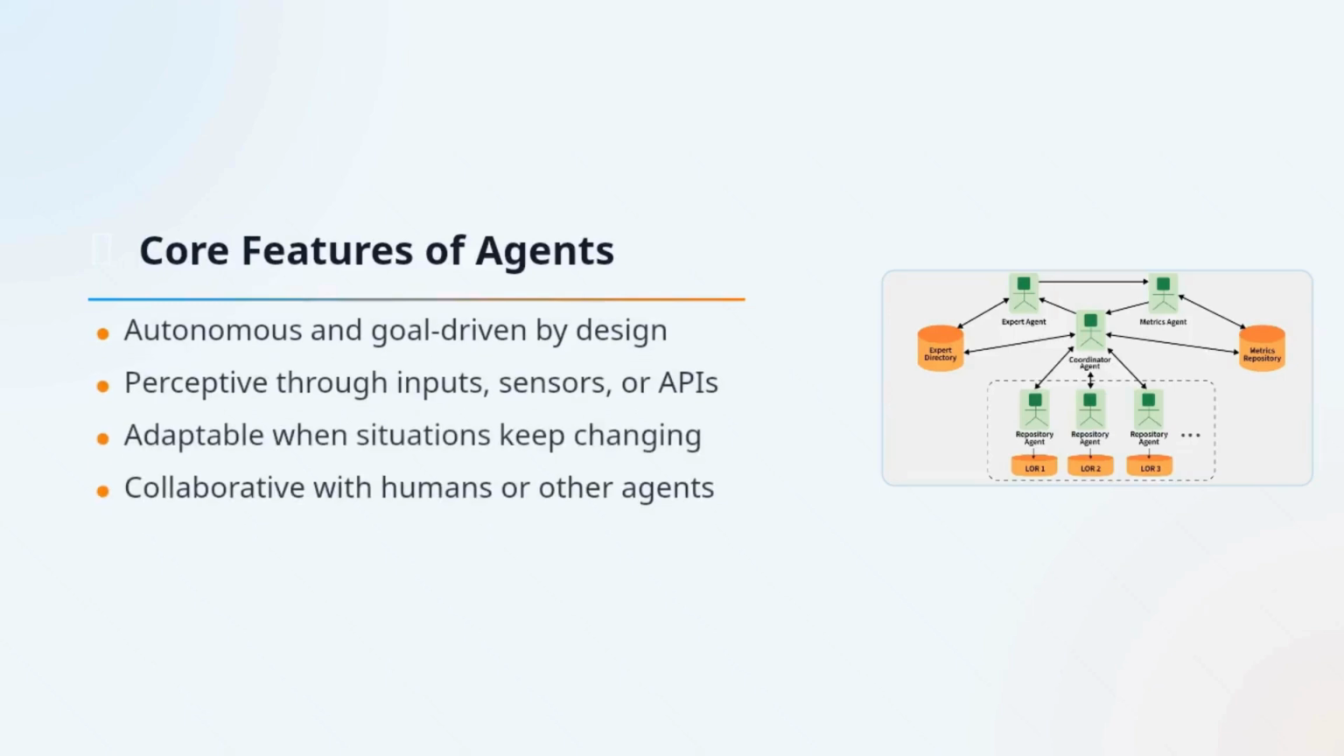AI agents have a few key features that make them powerful. They are autonomous, which means they do not need step-by-step human instruction all the time. They are also goal-driven, so their actions are guided by an objective like saving time, reducing cost, or improving accuracy. On top of that, they can perceive inputs, adapt when conditions change, and often collaborate with people or with other agents.